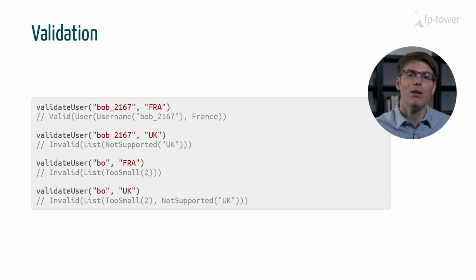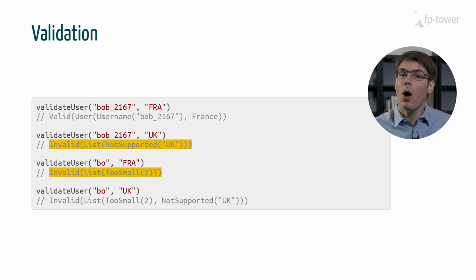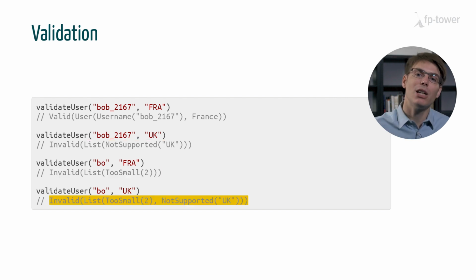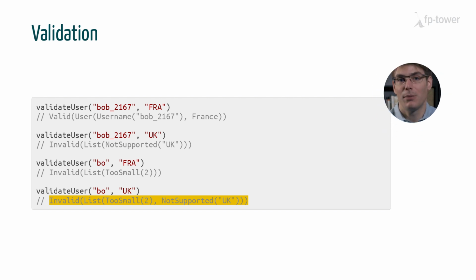For example, if we adapt validateUser to Validation, we would expect to get a valid result if both inputs are correct, an invalid result with one element if one field is incorrect, and an invalid result with two elements if both the username and country of residence are incorrect.